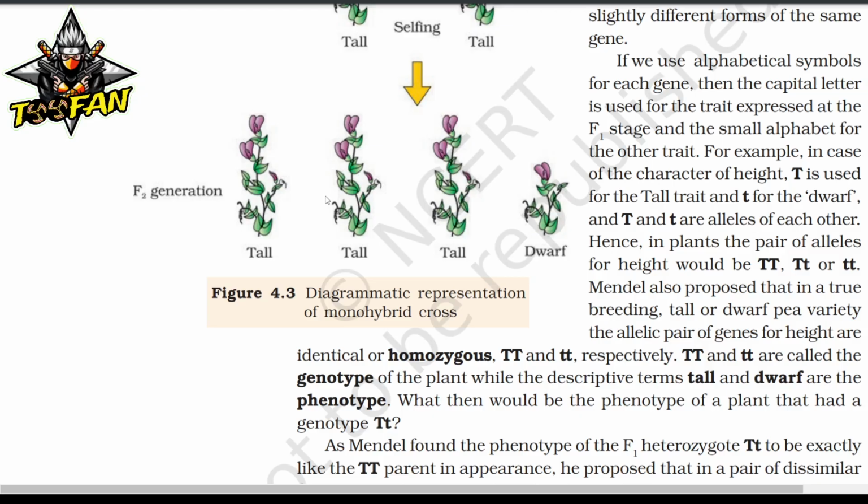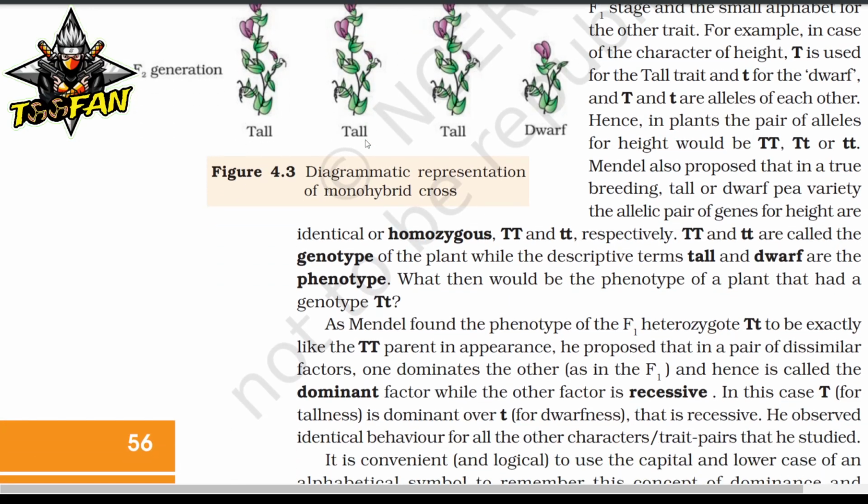And in plants, while the descriptive terms tall or dwarf are the phenotype, then what would be the phenotype of the plants that had a genotype capital T, small t? As Mendel found, the phenotype of the F1 heterozygote capital T, small t is exactly like the capital T parents in appearance. He proposed that in a pair of dissimilar factors, one dominates the other and hence is called the dominant factor, while the other is called the recessive. In this case, capital T tallness is dominant over small t for dwarfness, which is recessive.